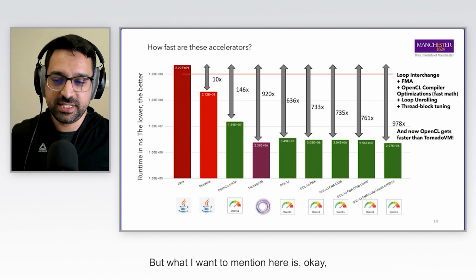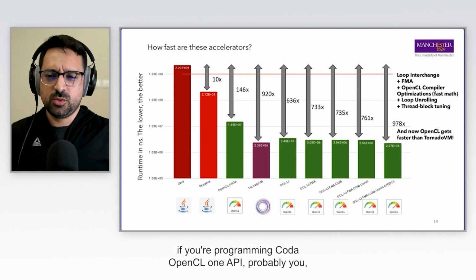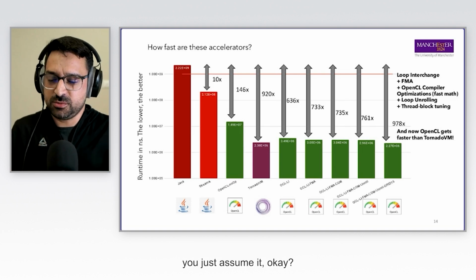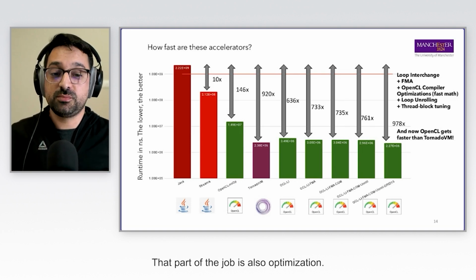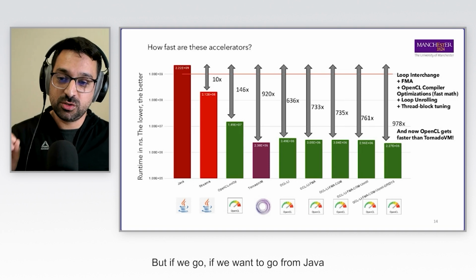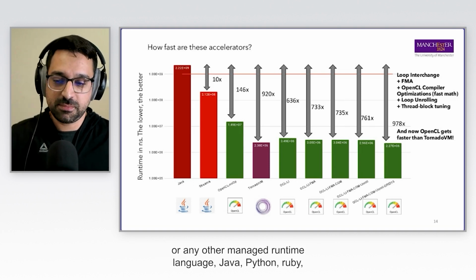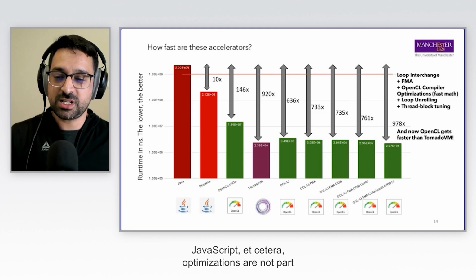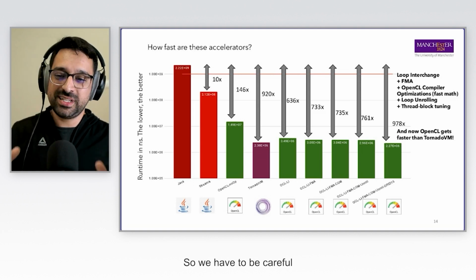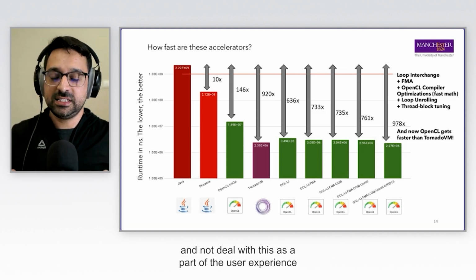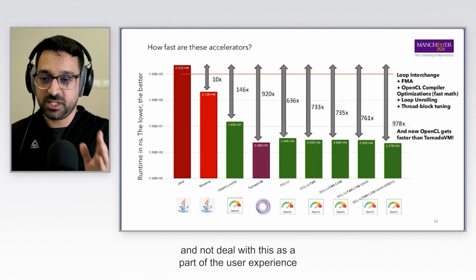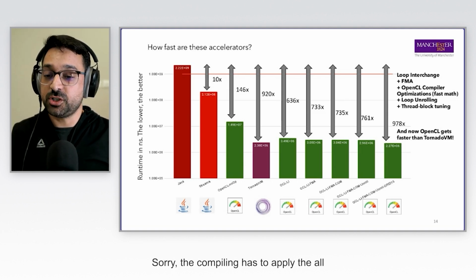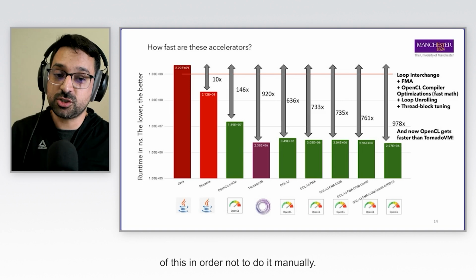But what I want to mention here is, if you program in CUDA, OpenCL, or oneAPI, you are probably used to it; it's part of your job, you just assume it. That part of the job is also optimization. But if we want to go from Java or any other managed runtime language, Java, Python, Ruby, JavaScript, etc., optimizations are not part of the usual workflow. So we have to be careful and not make this part of the user experience or of the user's code writing. We have to do it manually. Sorry, the compiler has to apply all of this in order not to do it manually.